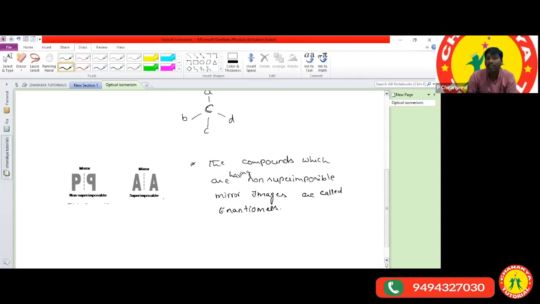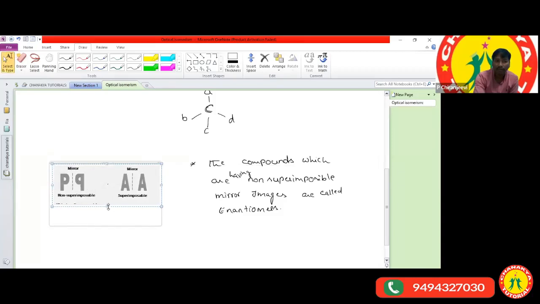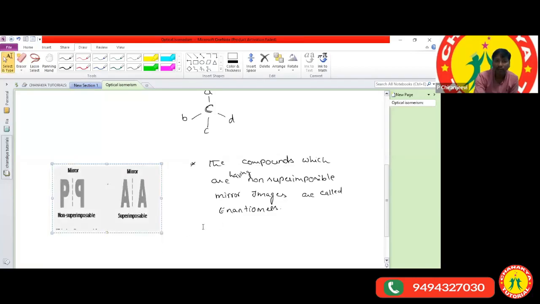If you see, I have given some alphabets. One is A, and on the other side there is B. One is having A, another one is having B. So which one is optically active and which one is optically inactive?